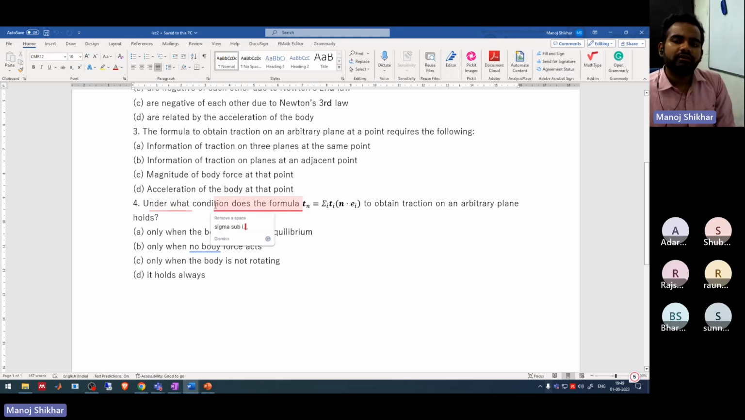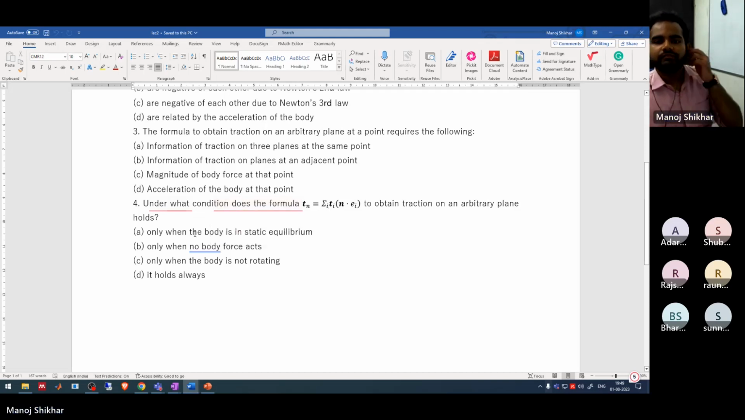Question 4. Under what condition does the formula Tn equal to summation of Tin dot Ei, to obtain traction on an arbitrary plane, hold? So the first option is only when the body is in a static equilibrium. No, this is equivalent to body, this fourth option, acceleration of the body at that point.